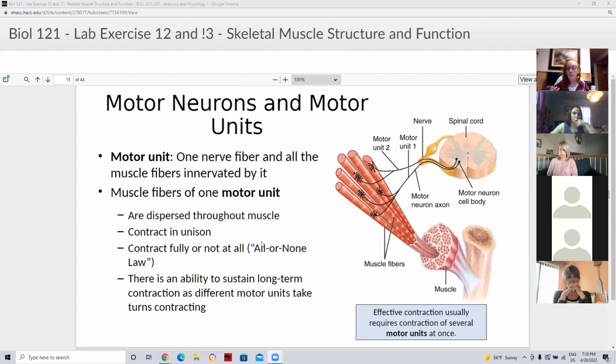Muscle also has an ability to sustain long-term contractions as different motor units are taking turns contracting. They're alternating, even though different motor units are doing it, dispersed throughout the muscle. Some motor units are contracting while others are relaxing.